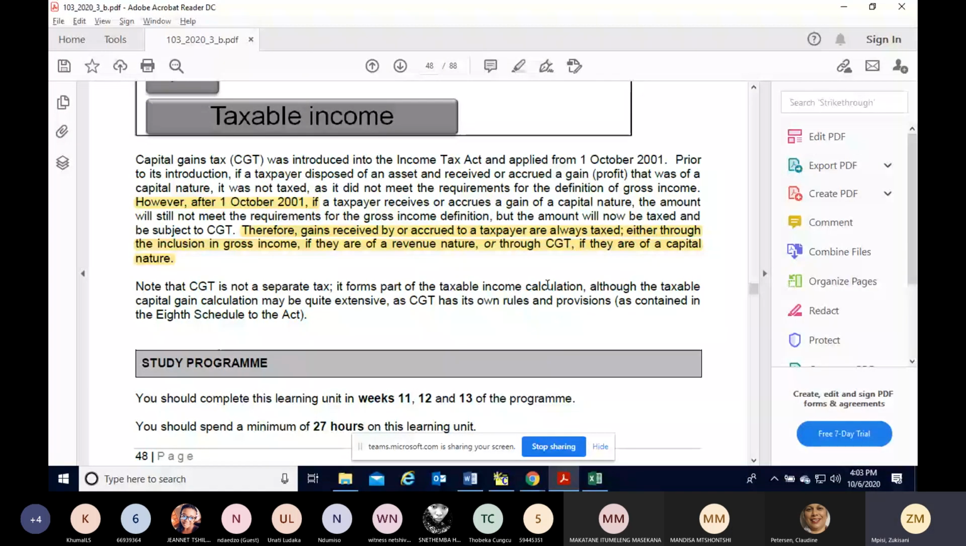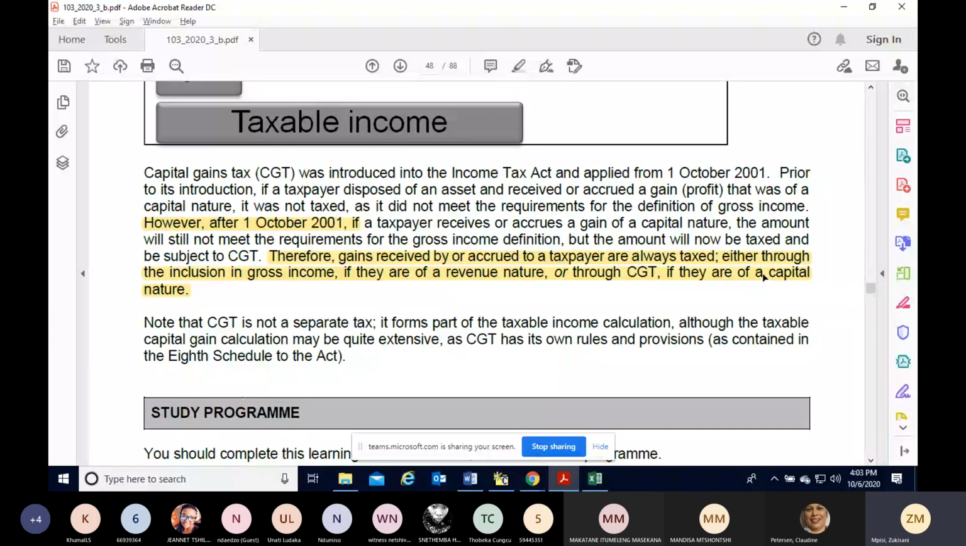So let us proceed. So capital gains tax, as I said, it was introduced from the 1st of October 2001. It applies only to all disposals of capital assets.